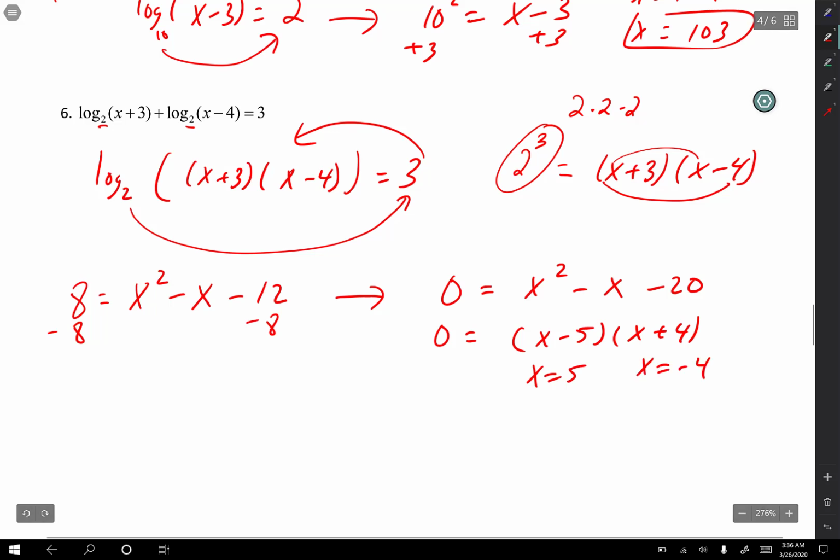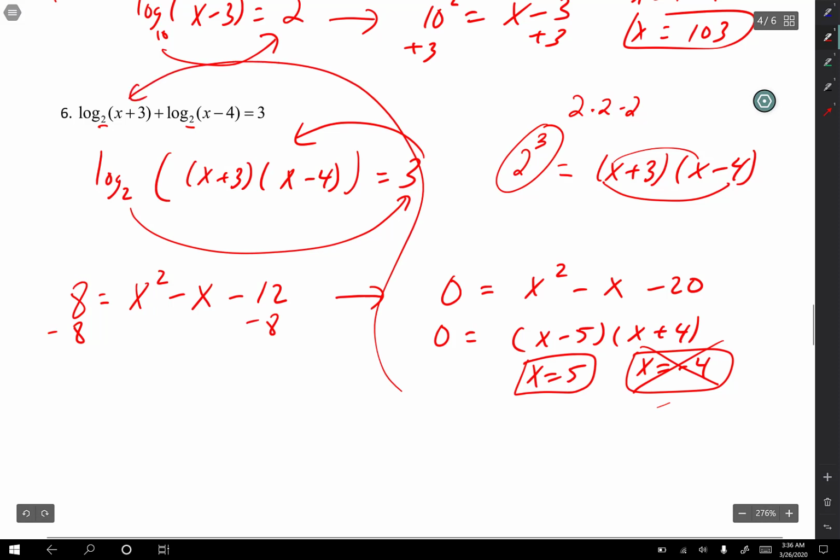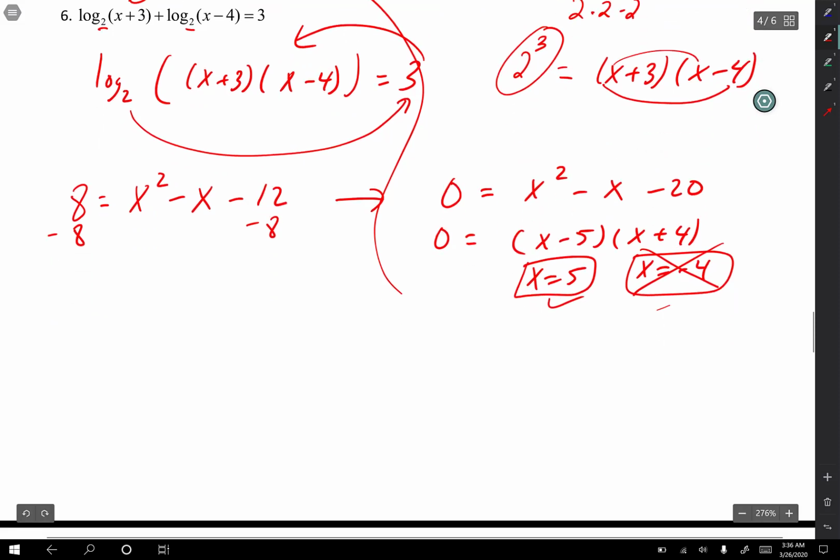But both of them will not work. Remember that the argument inside your log has to be positive, guys. So the only one that will work is the 5. The negative 4 will not work. Not because it's negative, but because if I insert it in here, you'll get a negative. Negative 4 plus 3 is negative 1. We can't have a negative argument. Negative 4 minus 4 is negative 8. We can't have that. So this is the only true one, guys. Cool? I hope that made sense.